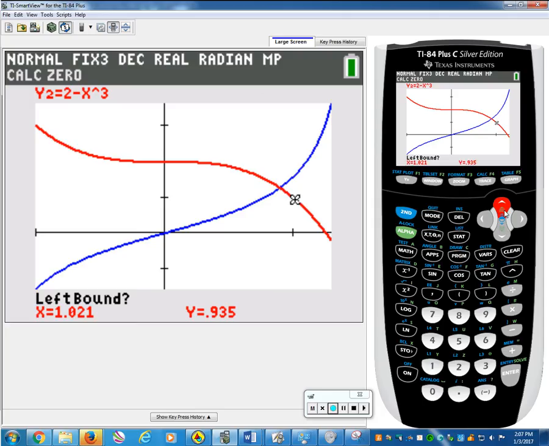There we go. It says left bound. So I move along the curve somewhere to the left of the 0. That's fine. Enter. Right bound, must move to the right of the 0. That's good. I have the 0 surrounded in the middle. Make sure it says the word 0.